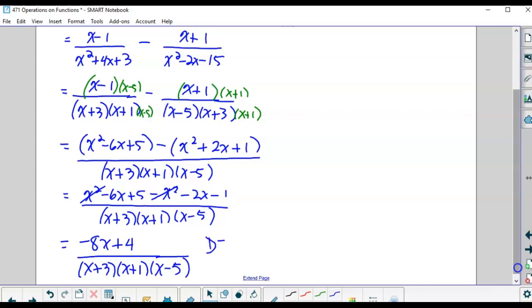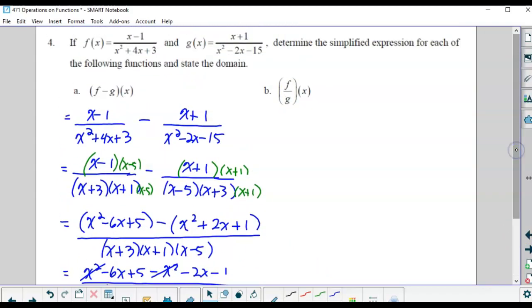Now, the domain here, so the original domain of each of these, this was everything except negative 3 and negative 1. This is everything except negative 3 and 5. So it works out to be all three of those restrictions. So x cannot equal negative 3, negative 1, and 5. So we need some space for the next question.